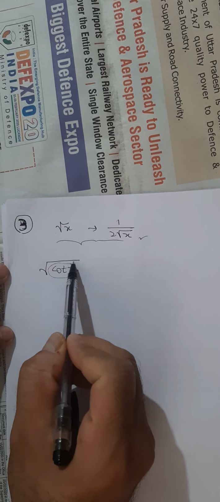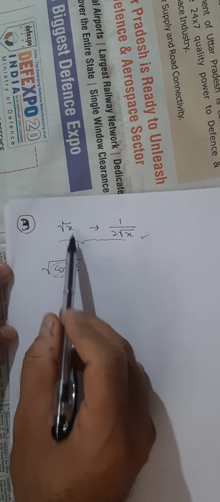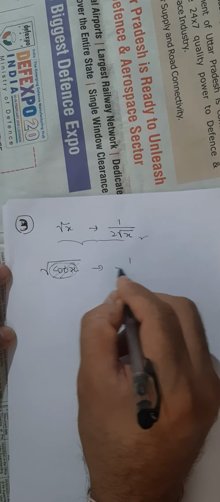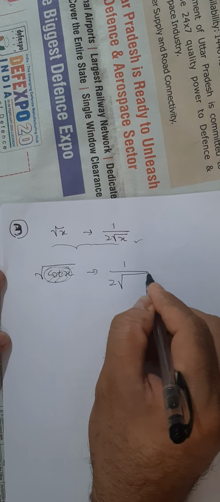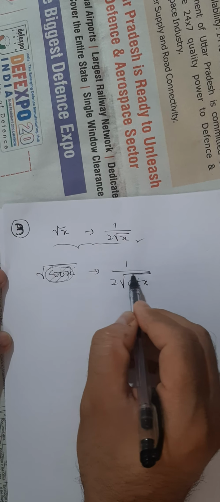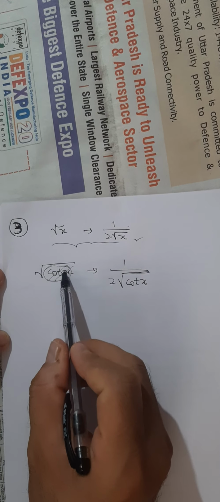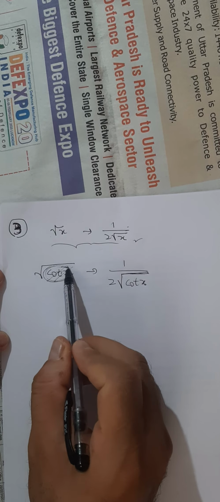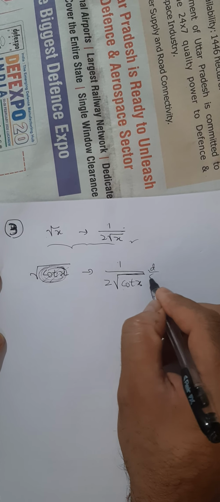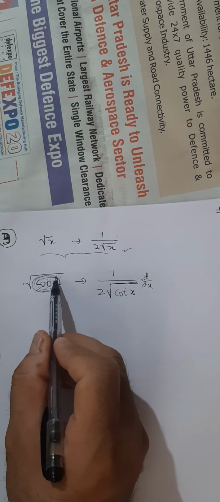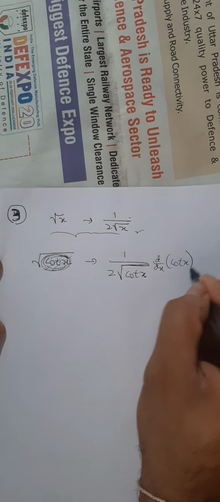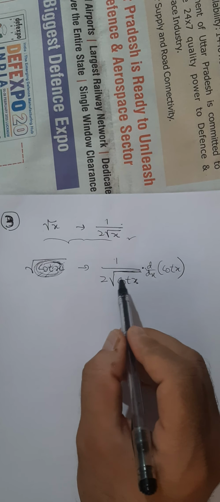So we imagine this as x. So this looks like root x. What is the derivative of root x? 1 upon 2 root x. But we are going to copy the same function cot x, remember. This is just the same as this, considering this as x. What's the derivative of root x? 1 upon 2 root x into d by dx of which function? Cot x. This is the chain rule, remember.